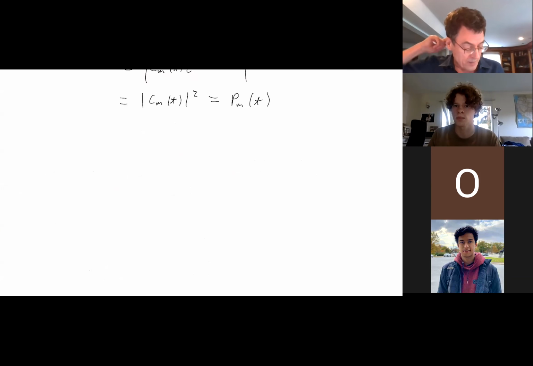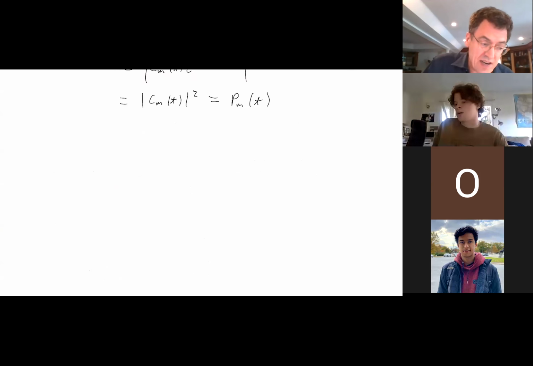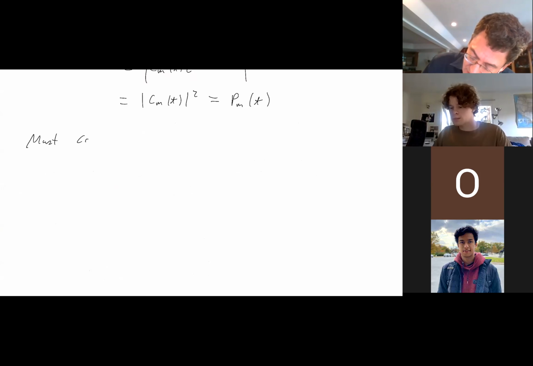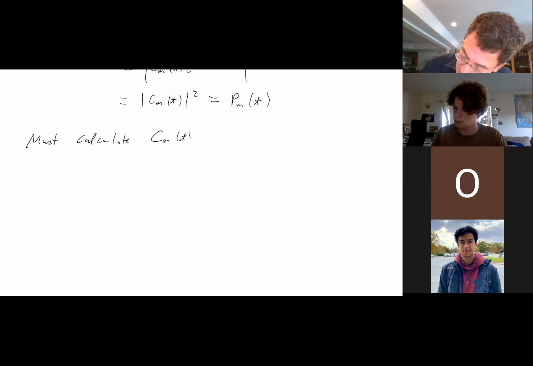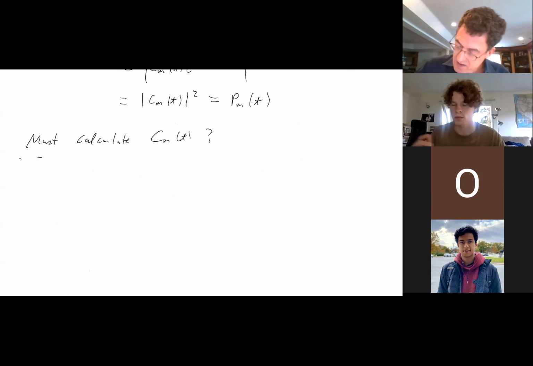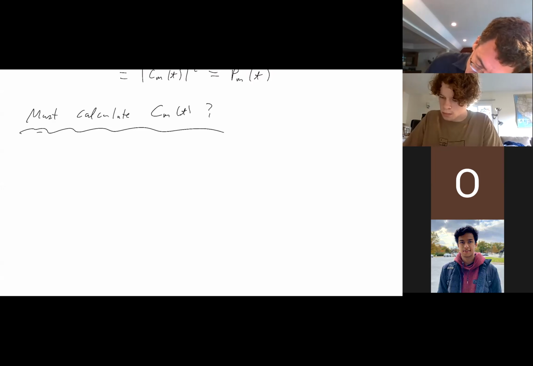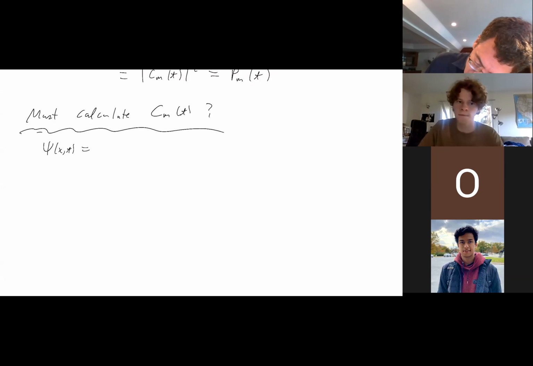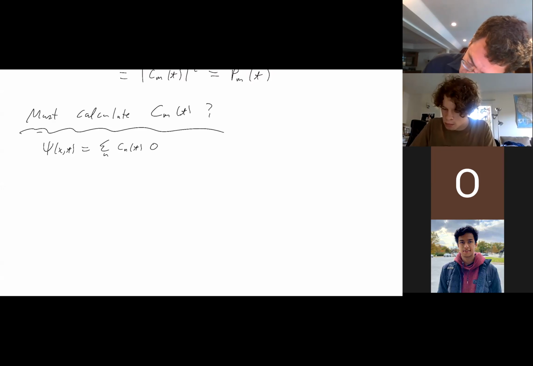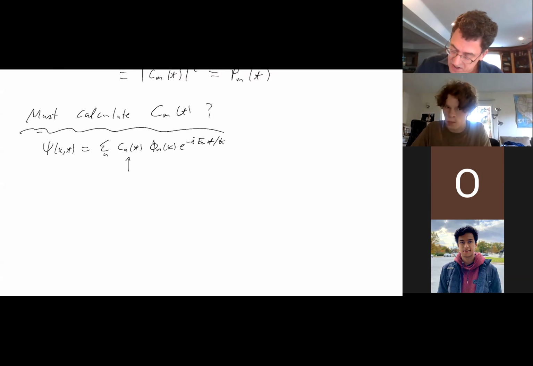Okay, so then how do we calculate this coefficient, Cm of t? How do we calculate it? We have this thing. We know that the wave function is equal to this sum, phi n of x, e to the negative i En t over h bar. But how do we calculate this thing? How do we get it? Can someone tell me what to do?